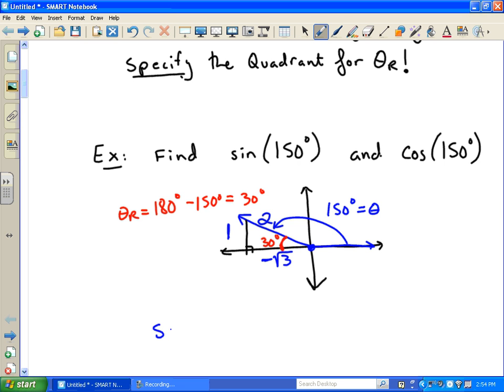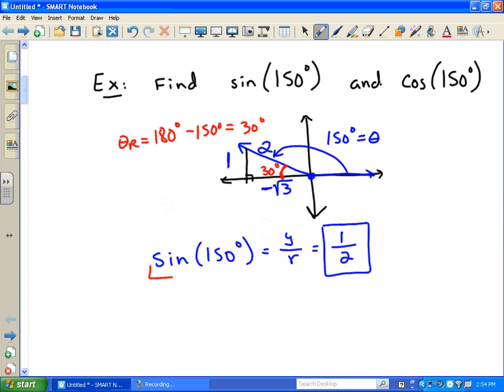Okay, the sine of 150 degrees is the ratio of y over r. In this case, y is positive 1, r is 2. So the value is 1/2. Now what I said above, the big deal, is what allowed me to do this. In other words, I know that the sine of 150 degrees is the same thing as the sine of 30 degrees as long as I specify that I am in quadrant 2.